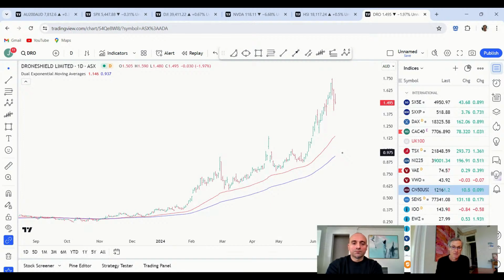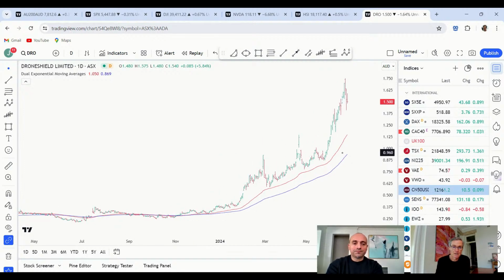I find it very difficult. Well, I wouldn't buy DroneShield here. It's so stretched above the averages. At some point, unless something gets taken over or delisted for some reason, everything comes back to the moving averages. I just don't know where they'll meet again, whether it be at a higher level or DroneShield actually pulling back towards where they currently are. So I'm not a buyer.